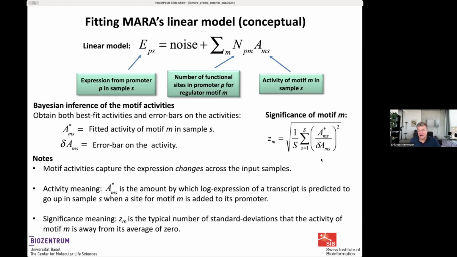And then we can summarize the significance of each motif by basically dividing this activity by its standard deviation, by its error bar. So this is saying how many standard deviations this activity is away from zero, squaring that, averaging this over all samples, and then taking the square root. So this significance of a motif is essentially saying how many standard deviations you are away from not doing anything, from zero, on average? So it's a measure of the significance of the motif. And these are the things that we calculate.